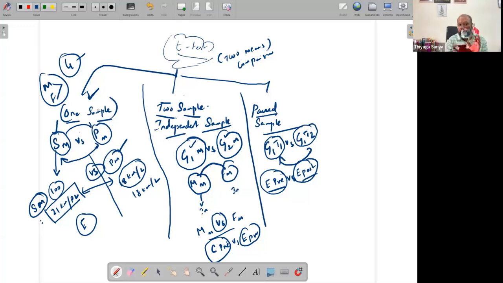Why? There are two groups, control group and experimental group, and I have only one test. So control group and experimental group is a categorical variable, and I have only one test. Therefore, it is a two-group comparison: control group achievement, experimental group achievement. How many groups are there? Two groups. This two-group comparison is called independent.